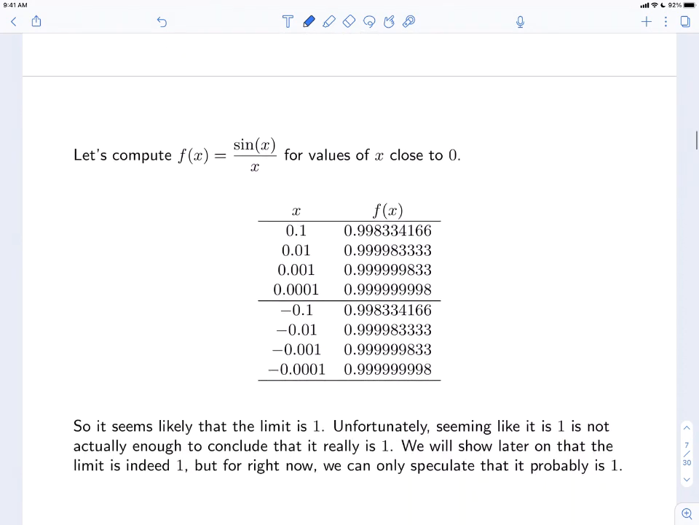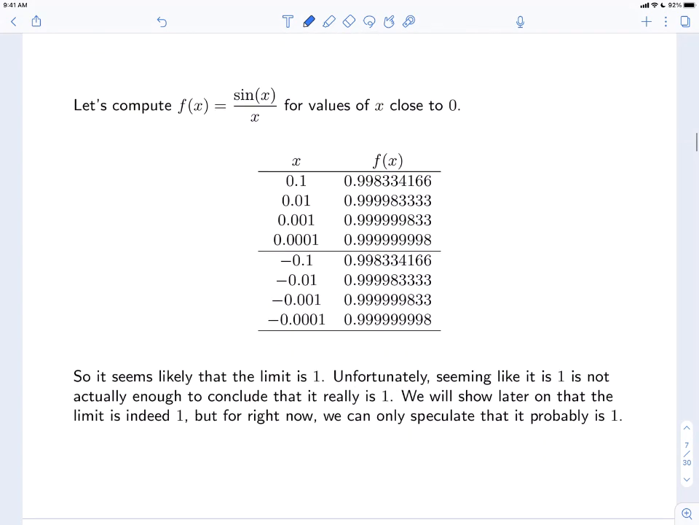We can do some experimental evidence as well. Let's compute f at x equals sine of x over x for values of x that are close to 0. So if you plug in x equals 0.1, 0.01, 0.001, 0.0001, all the while getting closer and closer to 0, you can look at the outputs, which are sine of x over x, and you can see that the numbers are getting very close to 1. And in fact, the more zeros that I put in front of this input, the closer I'll get to 1, the more 9s I'll get here.